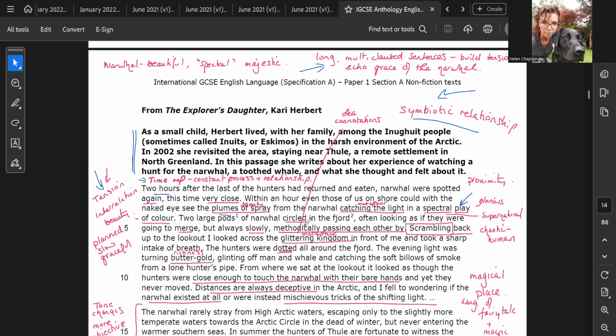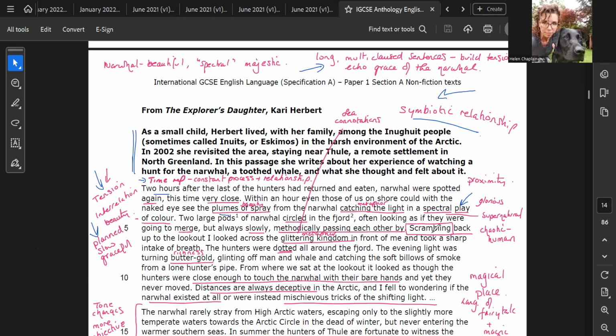The large pods circled, often looking as if they were going to merge, slowly, methodically passing each other. So their movement seems to be planned, strategic, slow, and graceful. And you're getting very much this idea of two competing equal opponents, and the idea that these hunts, these battles almost, could go either way.